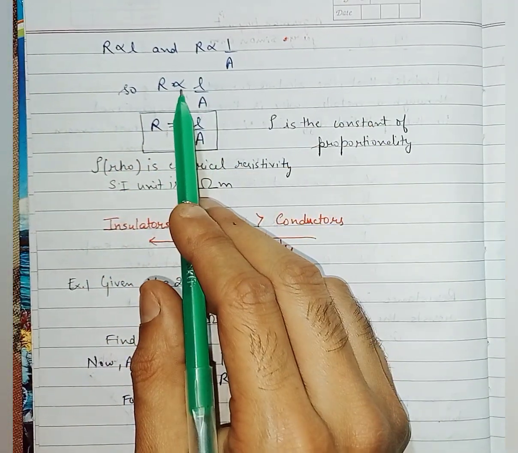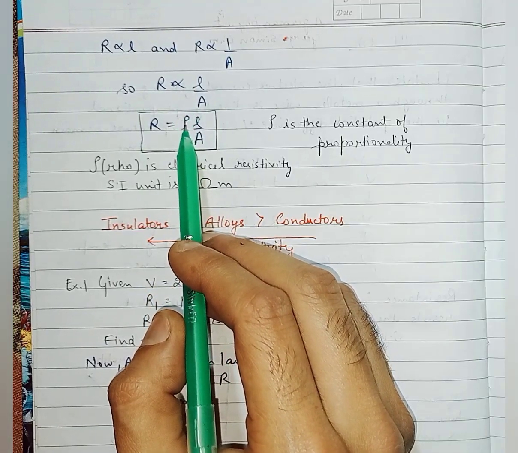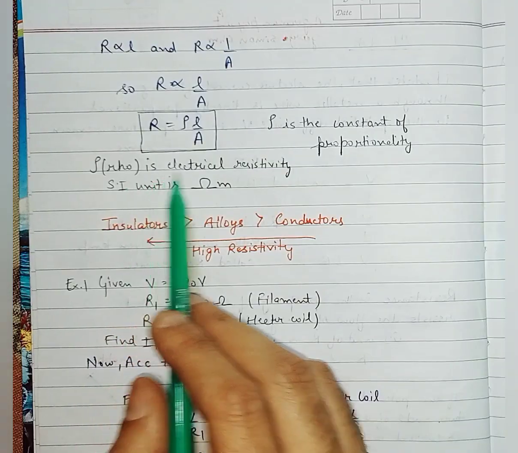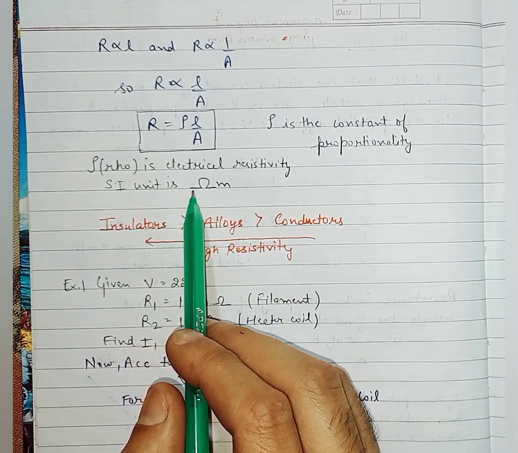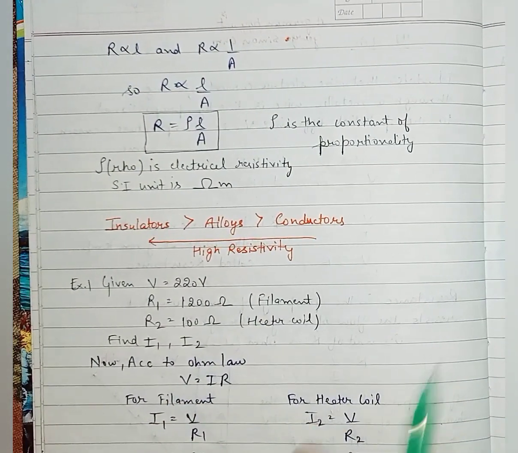So now to remove the proportionality, we have to use some constant, and we have used rho. Rho is the electrical resistivity. The SI unit is ohm meter. Ohm meter, not ohms, ohm meter.